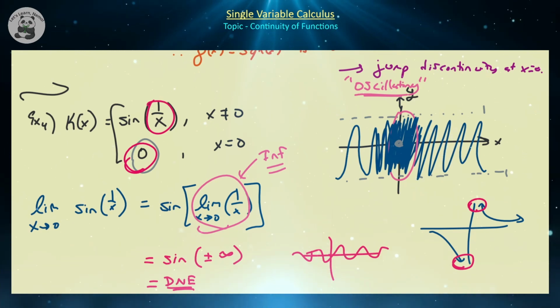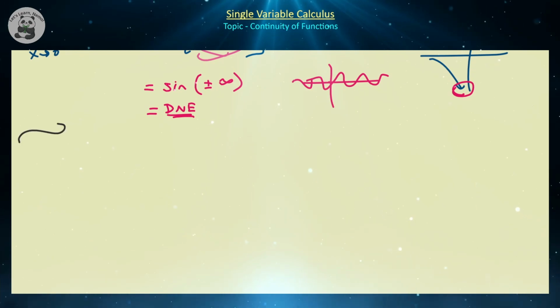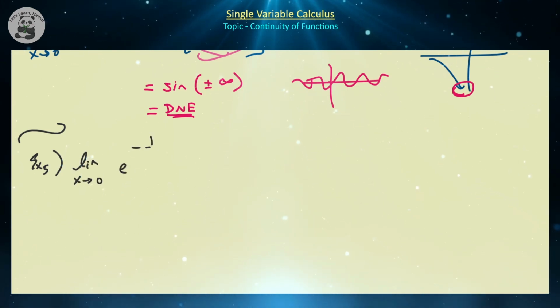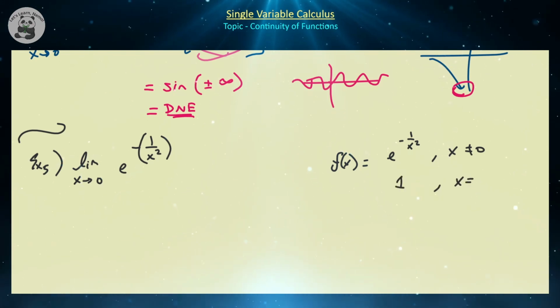Now, just because the interior of that function has an infinite limit, or in particular a plus or minus infinite limit, that does not necessarily mean the overall limit doesn't exist. Let me give you an example to illustrate that. So let's consider example number 5. Let's consider the limit as x approaches 0 of e to the minus 1 over x squared. If we define this function, for example, let's define f of x to be equal to e to the minus 1 over x squared for x not equal to 0, and let's define it to be equal to, I don't know, 1 for x equal to 0.